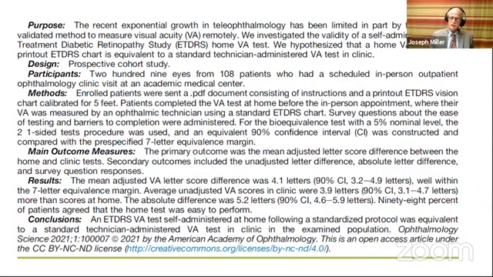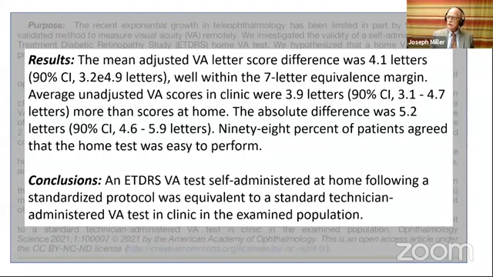What they did was contact 200 patients in advance, before coming into the clinic, and had them test their vision at home and bring their results with them, and then have the test repeated in person. And the results there: the mean visual acuity score was 4.1 letters different between our chart, the ETDRS chart, well within the 7-letter equivalence margin.